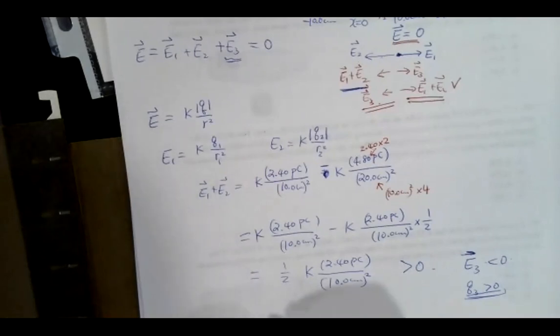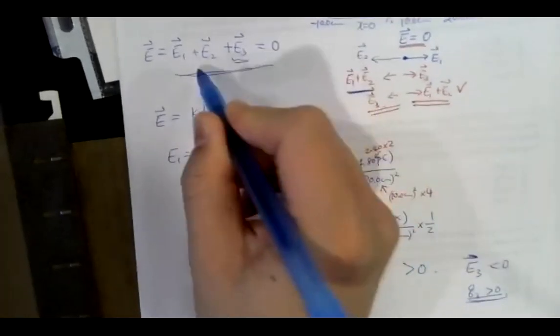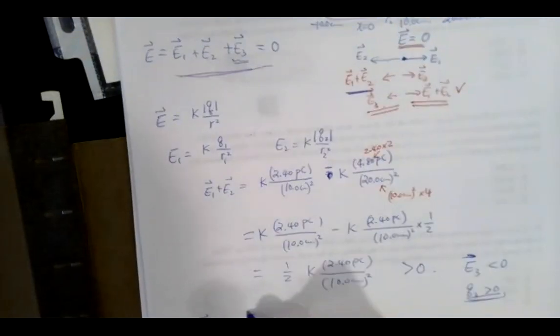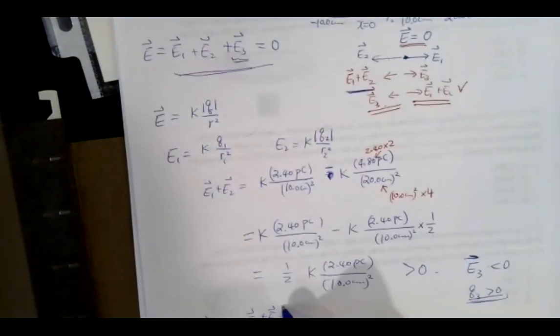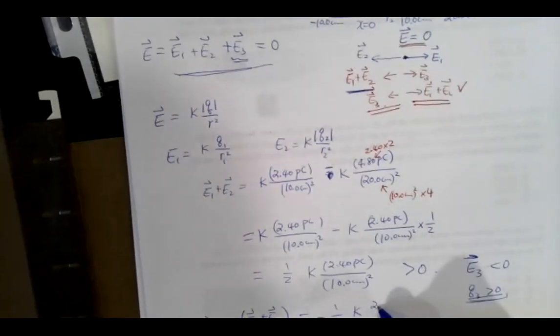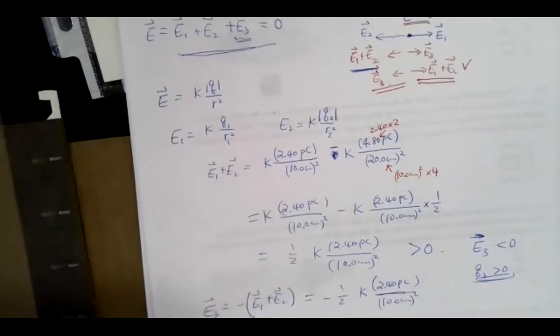Now for E3, if we start from here, E3 will be equal to minus E1 plus E2, right? So that means it is equal to minus 1/2 K 2.40 pC over 10 centimeters squared, okay? You can just keep this expression for right now.